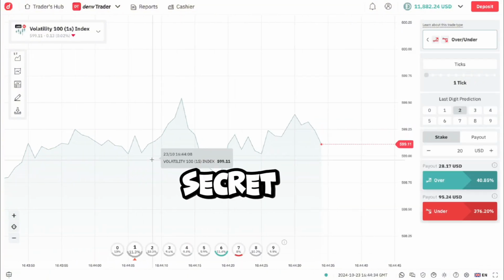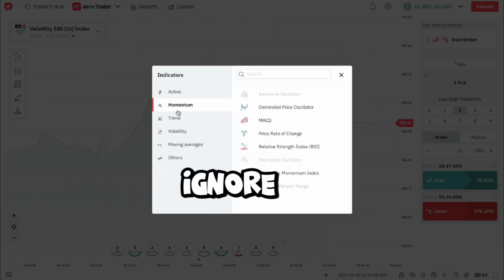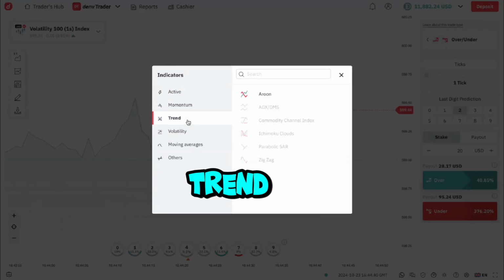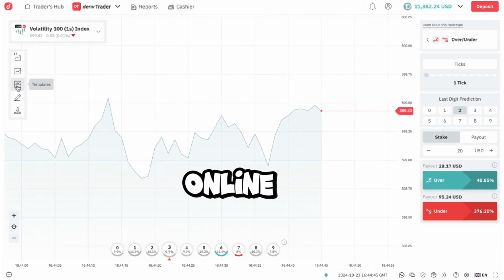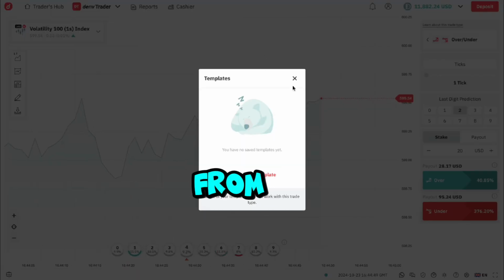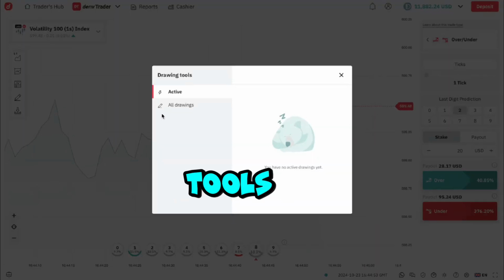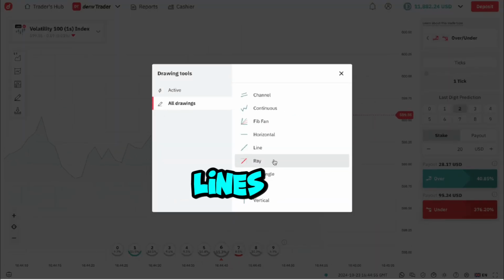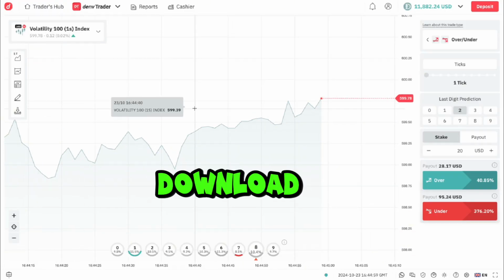So this is a secret with the indicators. You can have the momentum, MACD, trend. Just go look at all of them there. Just Google online, you're going to understand them. You could create a template from what you observe in the market, and then you have drawing tools like horizontal lines, Fibonacci, rays, and what's not. And you can download a template.